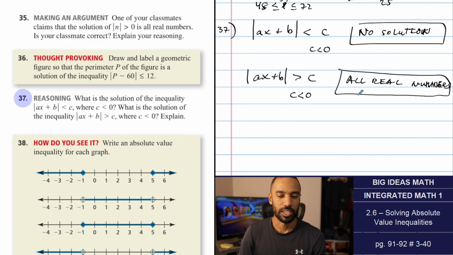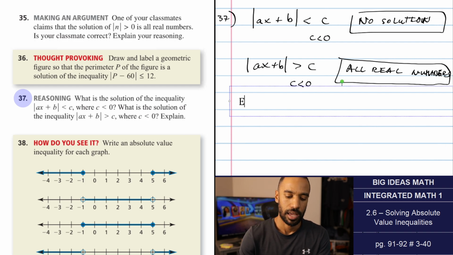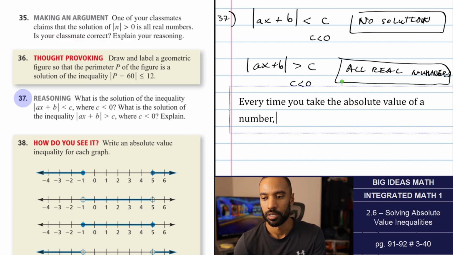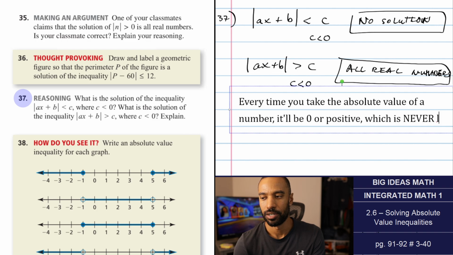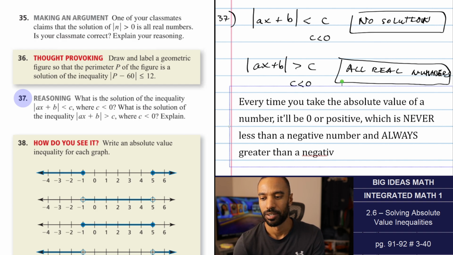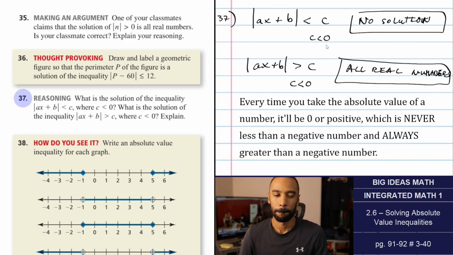Okay. Explain? No. Every time you take the absolute value of a number, it'll be positive or 0, which is never less than a negative number, and always greater than a negative number. The never and the always satisfy. No solutions, all real numbers.